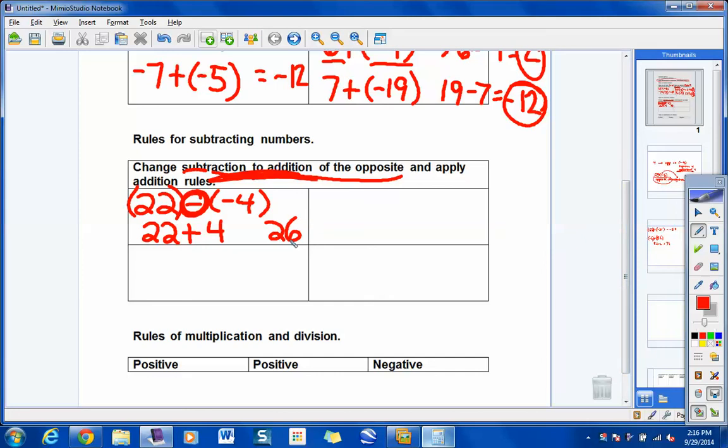Which sign should you choose to keep? Positive. Positive. What if you have something like this? Negative 7 minus 19. Not left-handed, but I'm trying.